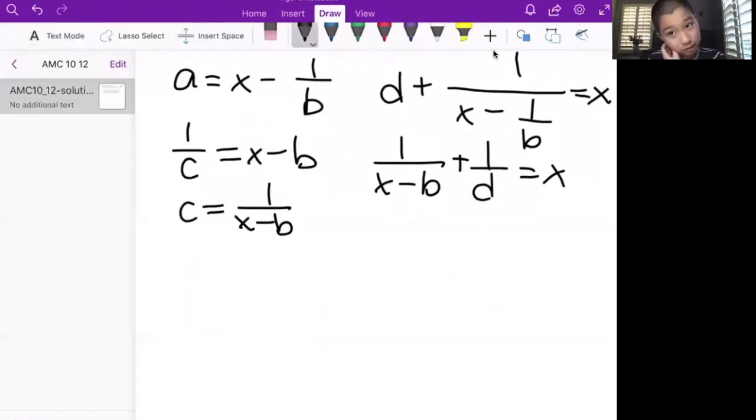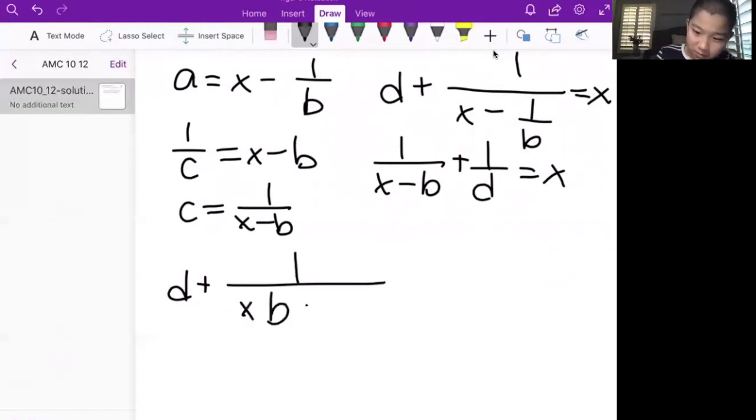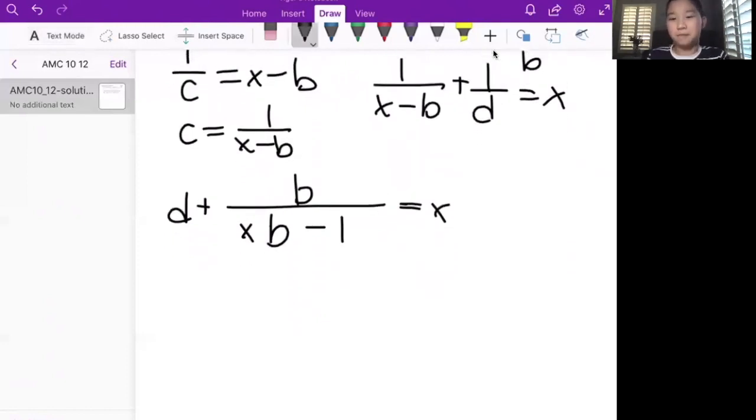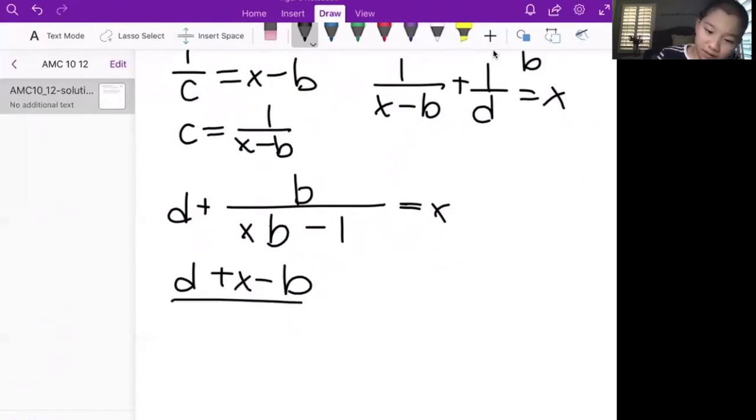So the top one, D plus 1 over X minus 1 over B. X minus 1 over B can be changed into XB minus 1 over B. So we have D plus 1 over XB minus 1 over B. But then you can just change that into B over XB minus 1, equals X. And then the bottom one, by adding the fractions, you can change it into D plus X minus B over DX minus BD equals X.